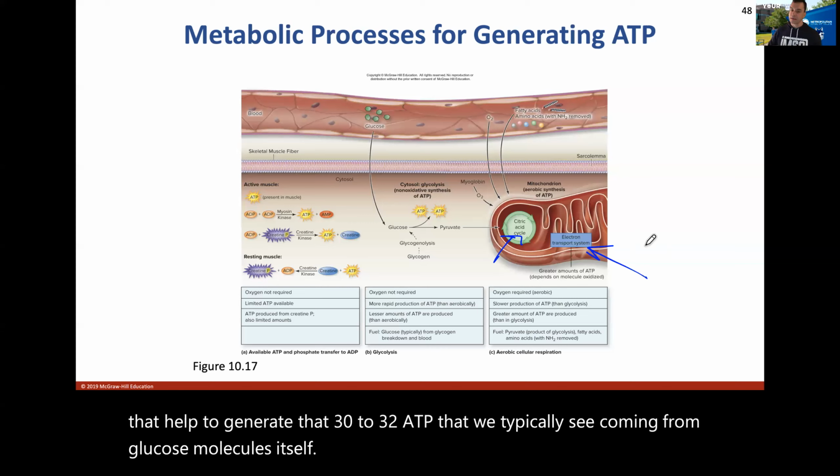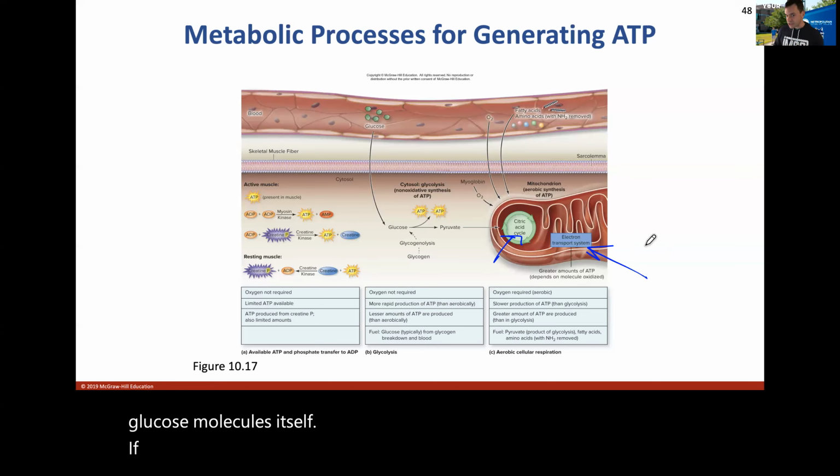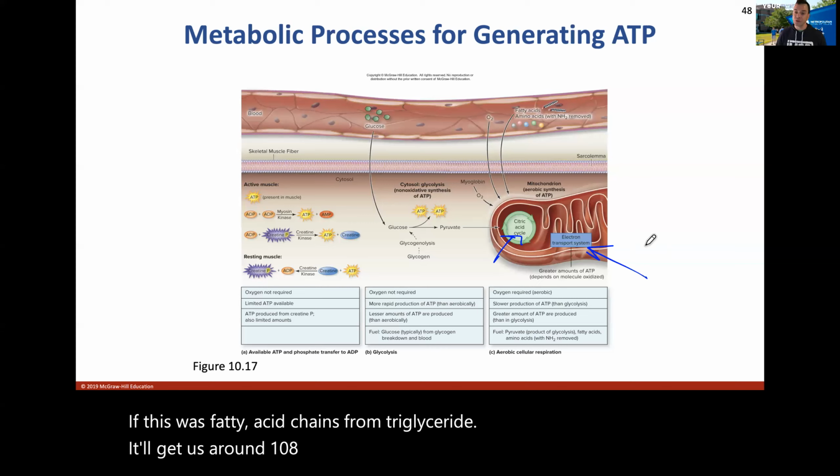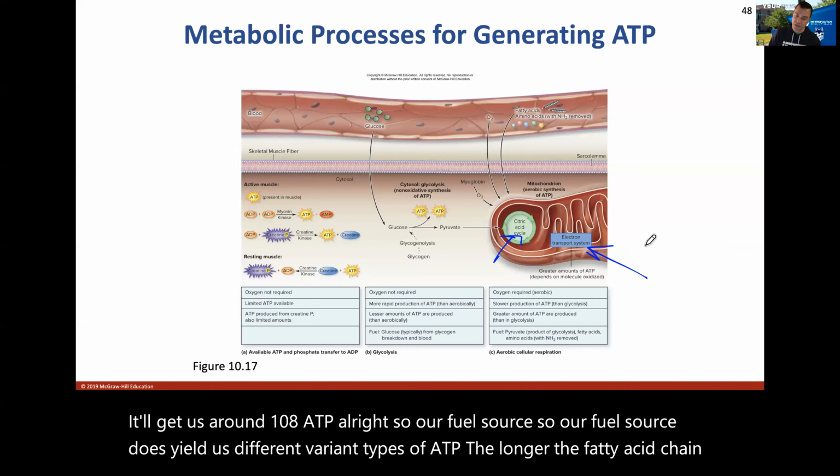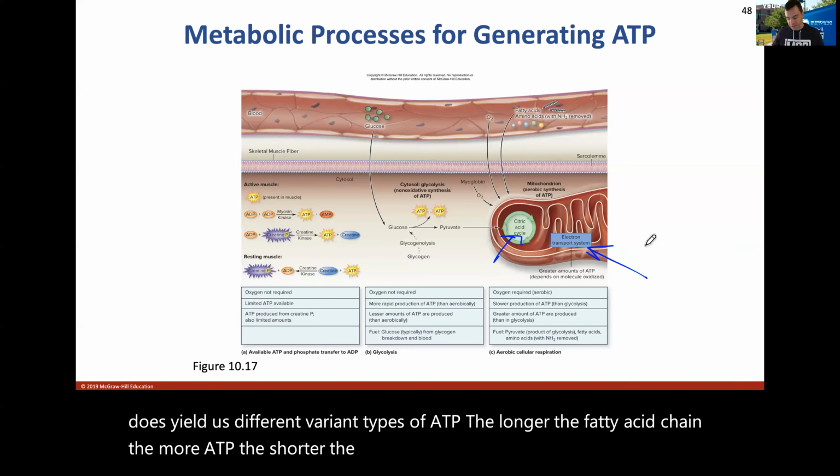Again, if this was fatty acid chains from triglyceride, it'll give us around 108 ATP. All right. So our fuel source does yield us different amounts of ATP. The longer the fatty acid chain, the more ATP. The shorter, the less. But in rough retrospect, it's roughly around 108 ATP.